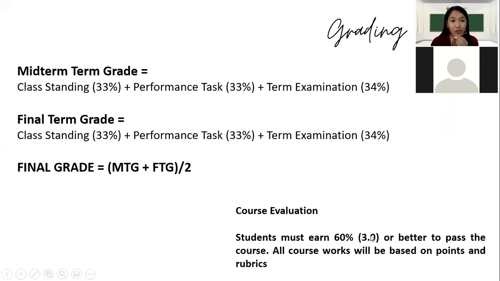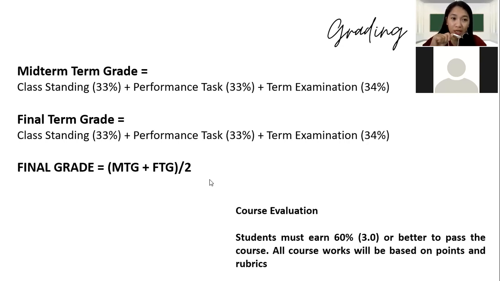So for the course evaluation, students must earn 60% to get a 3. But for sure, your aim is not to get a 3, right? For example, you want to enroll in BS Sociology. You have to have a grade from the English subject at least higher than, say, 2, maybe, or 1.75.